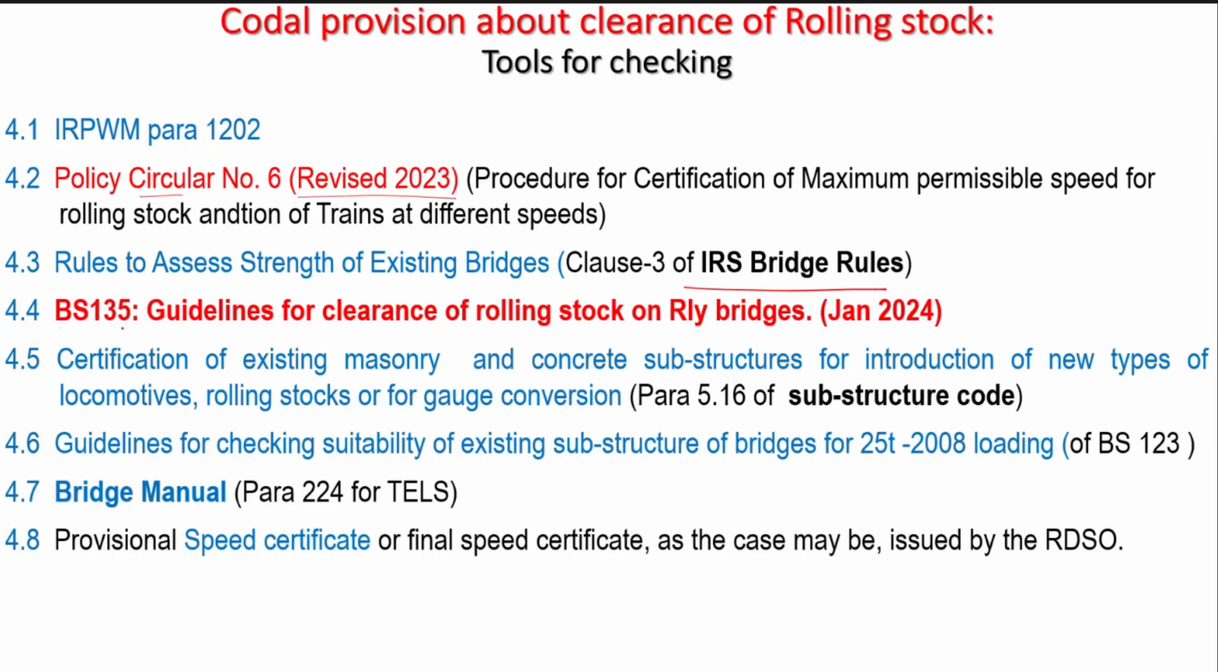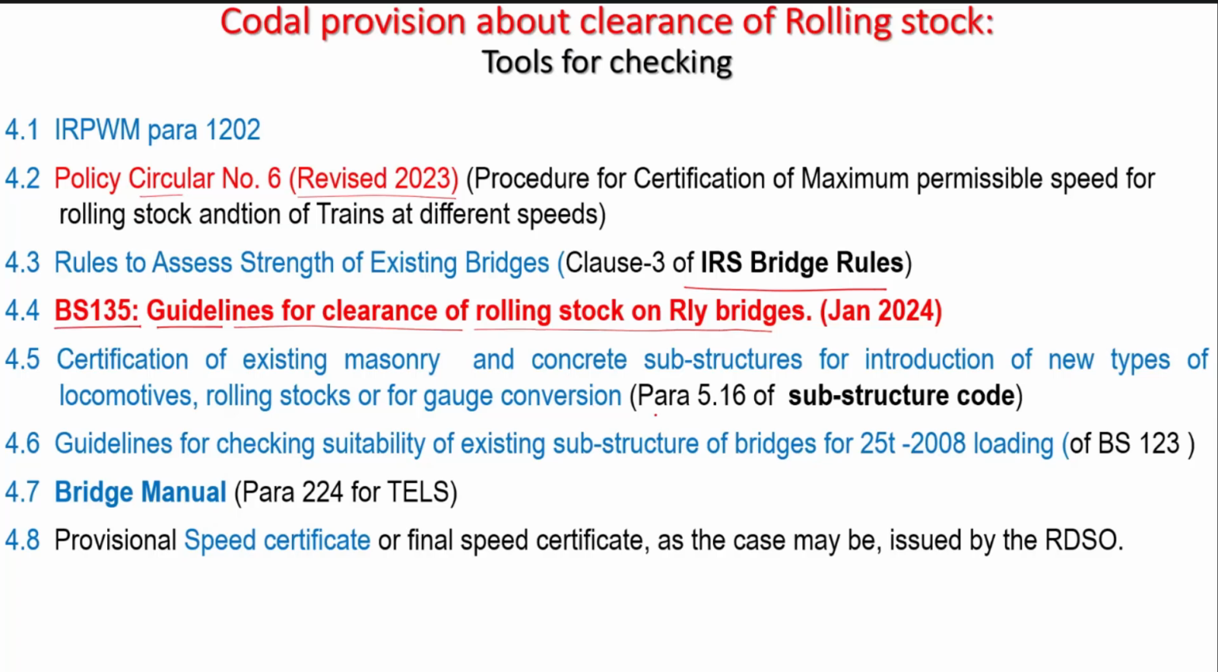bridges. For this, BS 135 came in June 2024. Earlier RDSO issued a similar one in 2004, the guidelines for clearing of rolling stock on railway bridges. Now in 2024 they have revised it. The content is more or less the same, not much change, but it is presented in a very good manner and all of the circulars, literature and papers have been covered in that and very good guidelines have been given. I hope all designers are using these guidelines. Based on this guideline, I will be discussing how to calculate and clear the bridges.